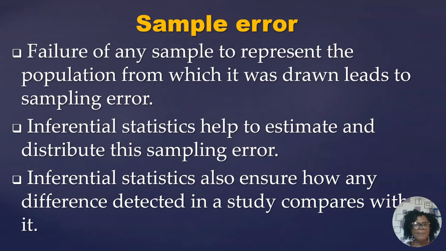When you do your sampling, the type of statistical tool you are going to use to analyze the data you collected from the field can help to reduce the sampling error. That's why we recommend to a great extent the use of inferential statistics. We say they go a long way to help to estimate and distribute this sampling error. Inferential statistics also ensure how any difference detected in a study compares with it.